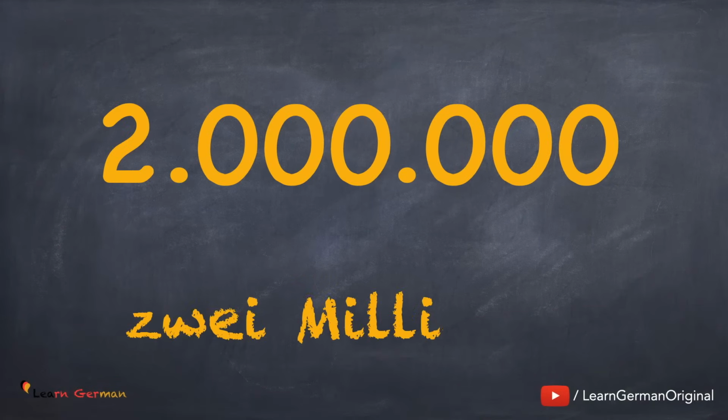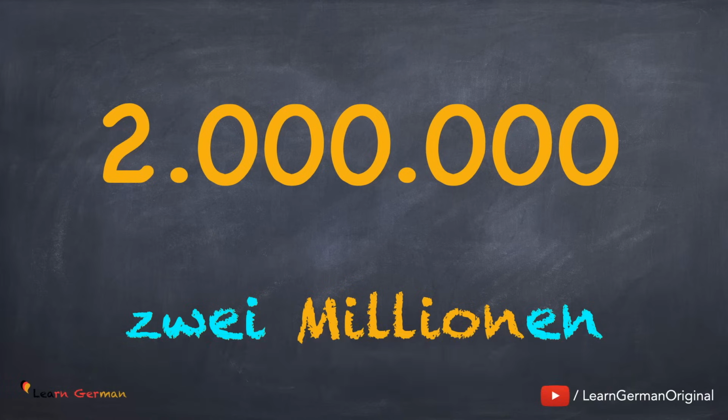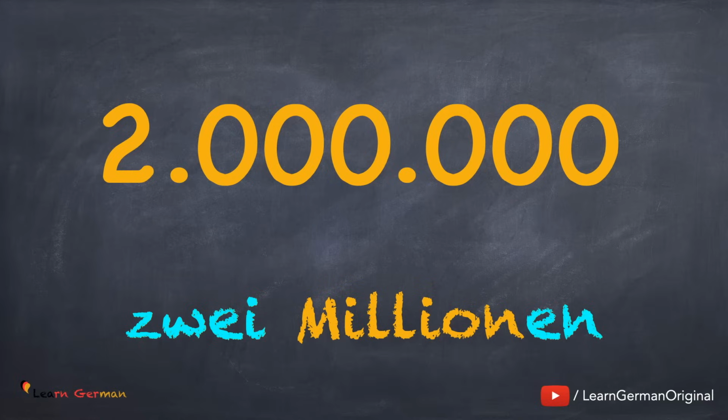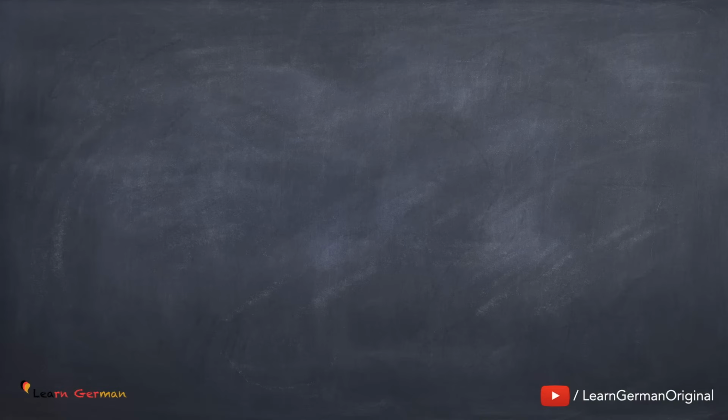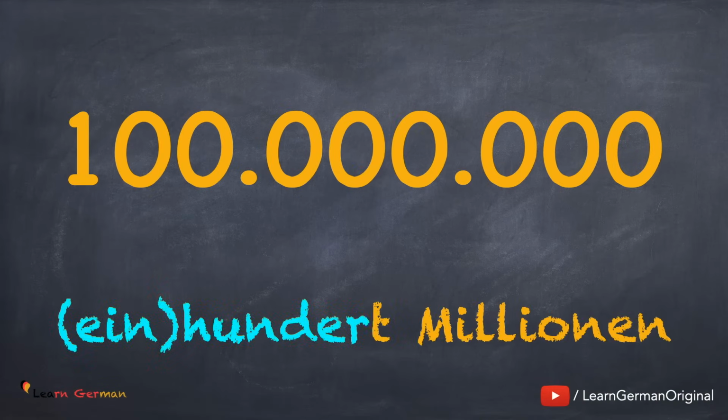The next one would be 2 Millionen. Noch einmal 2 Millionen. Notice that when it is more than 1 million, you add en to make the plural Millionen, and this would continue as 3 Millionen, 4 Millionen, 10 Millionen, 50 Millionen, etc. Coming to another big number. 100 Millionen oder 100 Millionen.